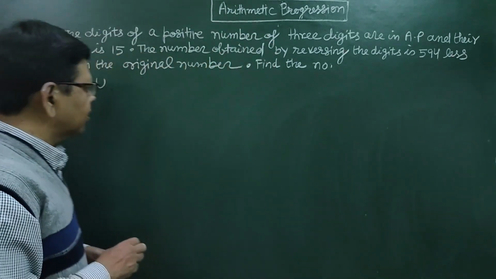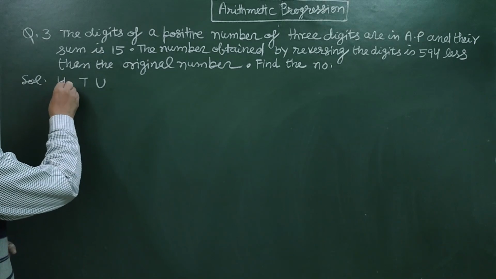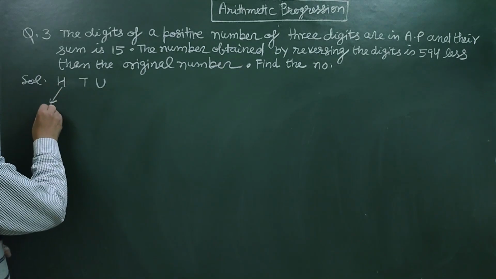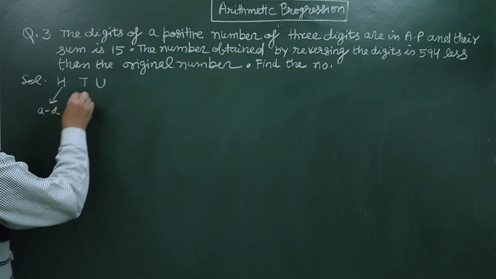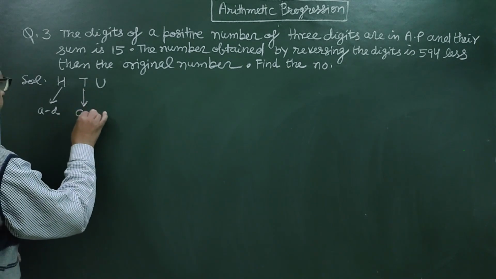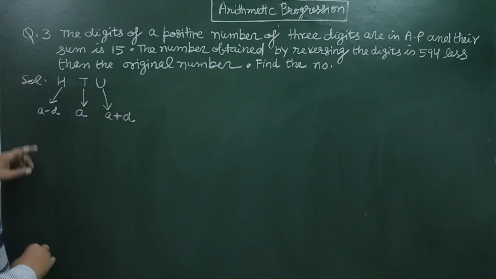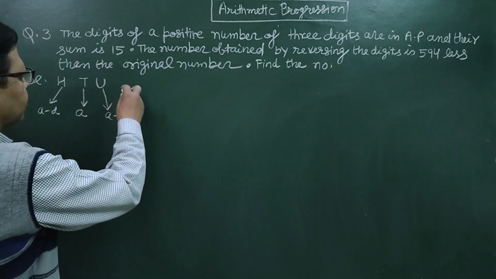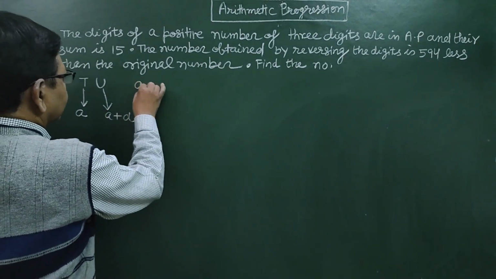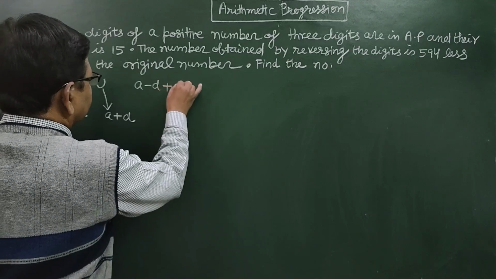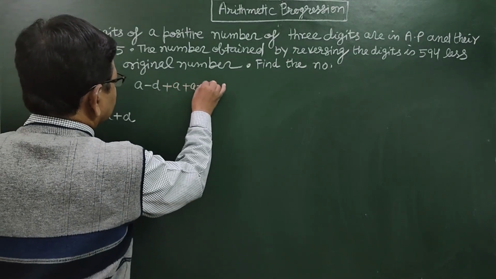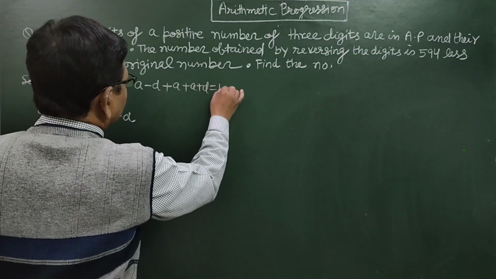So we will consider the digit at hundreds place as A minus D, tens place as A and units place as A plus D. And the sum of all the 3 digits, which are in AP, is A minus D plus A plus D is equal to 15.